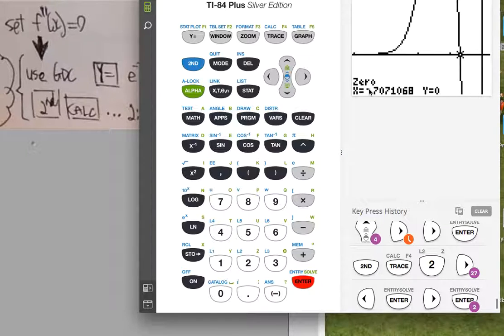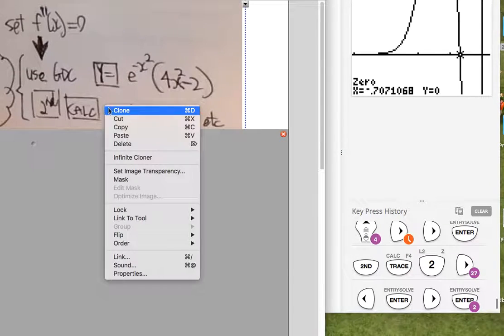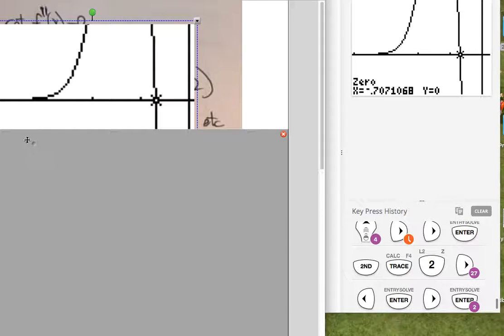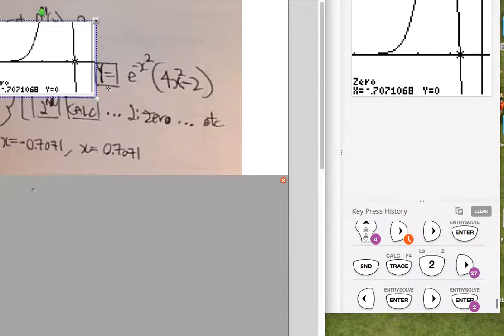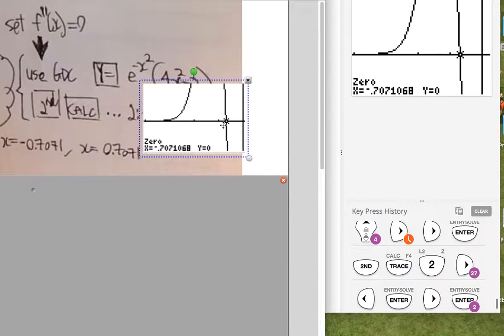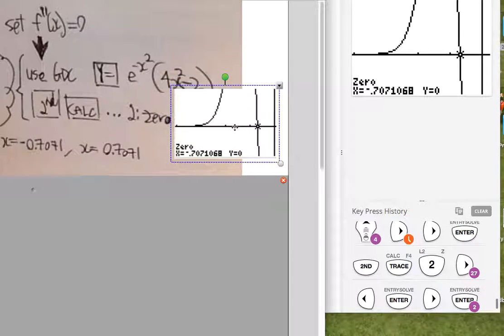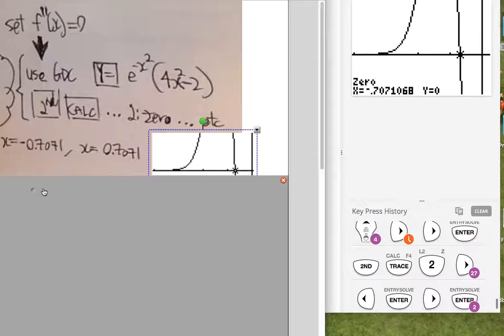So I could quite easily just take a picture of that and embed it in my file if I wish, and paste that there. And it looks like I've already gone ahead and done that. So I got the negative 0.7071. And if I didn't recognize that there was symmetry about the y-axis, I would have done the same process on the right-hand side. But there was in fact symmetry. That would save you some time. So moving ahead now.